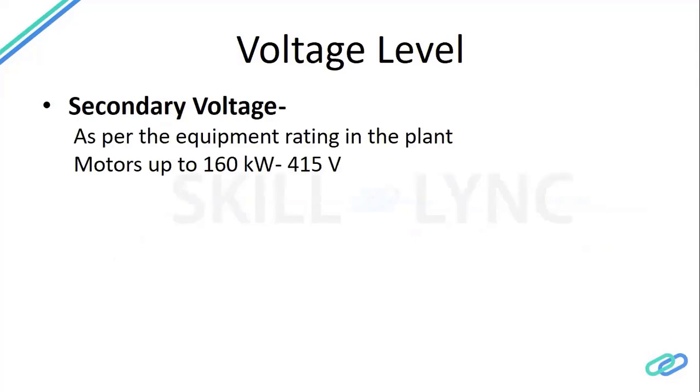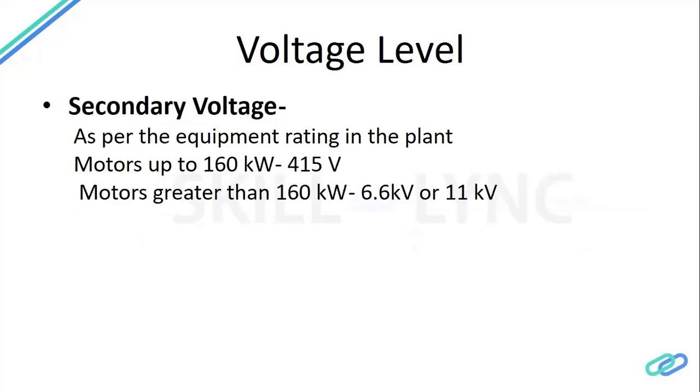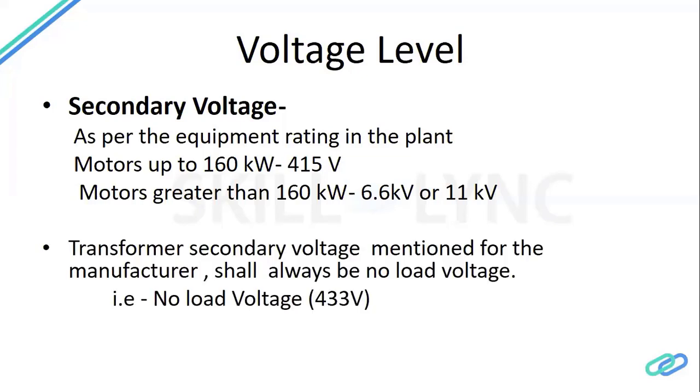Secondary voltage depends on what equipment is in your plant. If I talk about India, motors up to 160 kilowatt are fed from low voltage, which is 415 volt, and motors greater than 160 kilowatt are fed from 6.6 kV or 11 kV. Accordingly, you have to design the power system in your plant and select the transformer. If you have both kinds of motors, then you need two transformers, giving supplies of 6.6 kV and 415 volt.